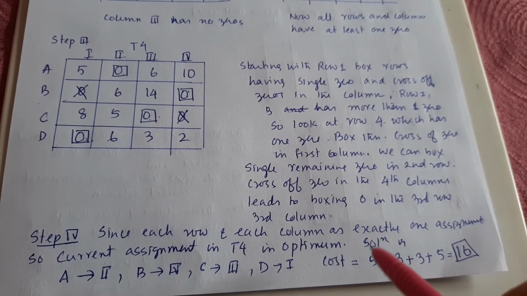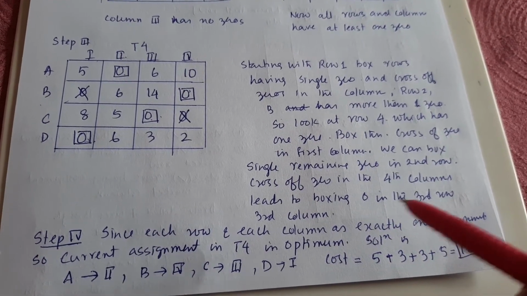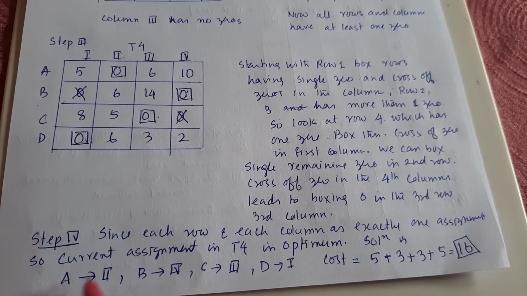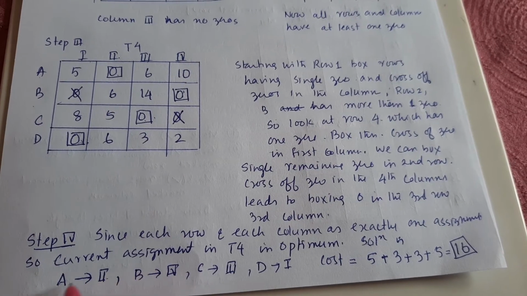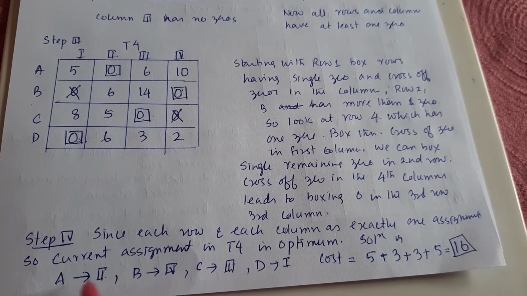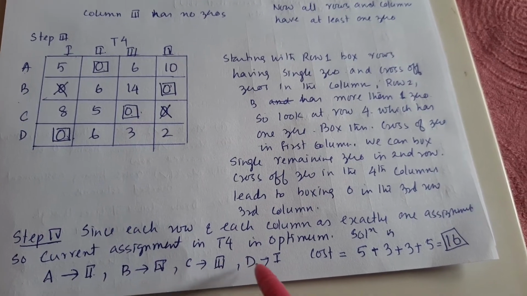You do not need to find out xij, because we know xij equals 1 or 0. So, A is assigned to the second operator. Your solution is this one. You have to write the solution like this: A to 2, B to 4, C to 3, and D to 1.